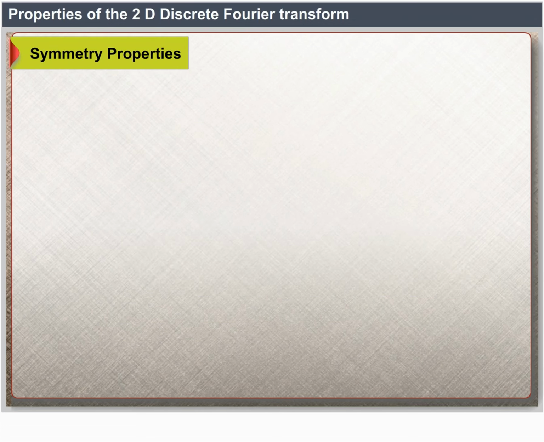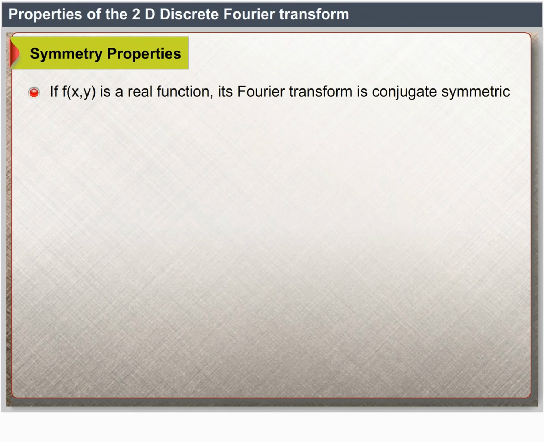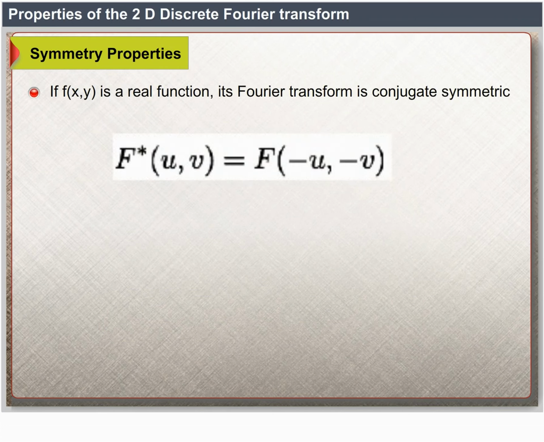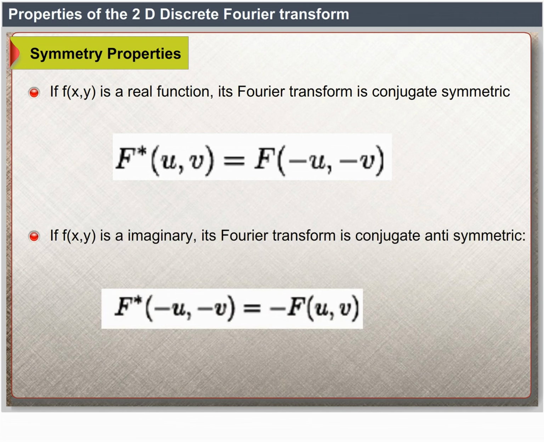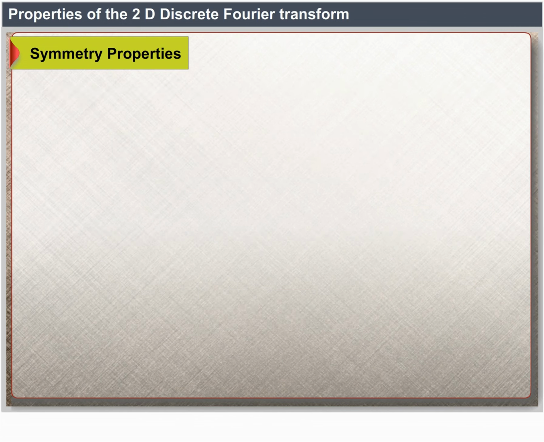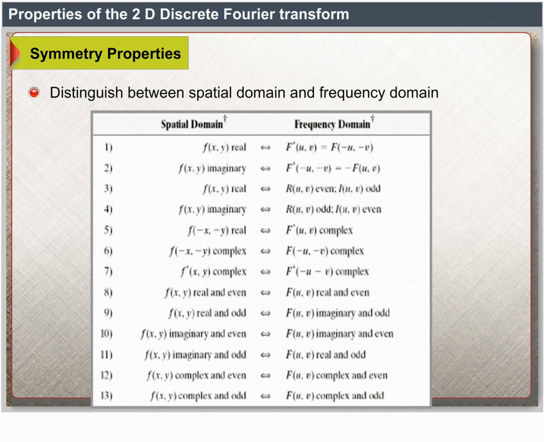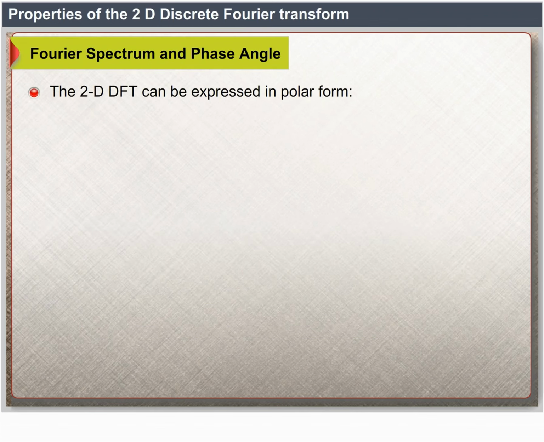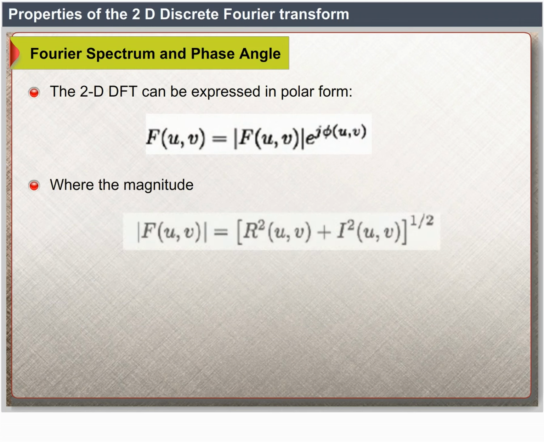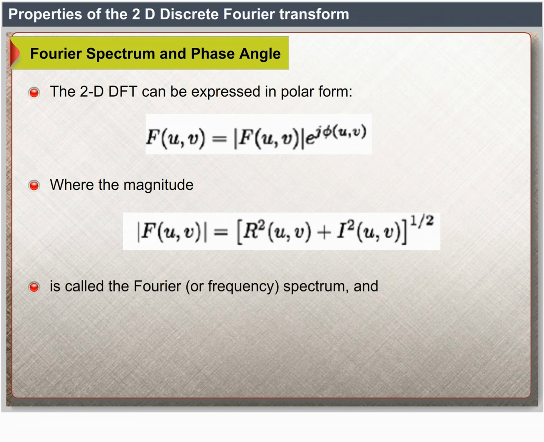Fourier spectrum and phase angle. The 2D DFT can be expressed in polar form, as shown on screen, where the magnitude, shown on the screen, is called the Fourier or frequency spectrum. The power spectrum equation is now shown on the screen. R and I are the real and imaginary parts of F of u, v, as shown on screen, where f bar denotes the average value of f. MN is usually large, and the magnitude of F of 0, 0 is typically the largest component of the spectrum.